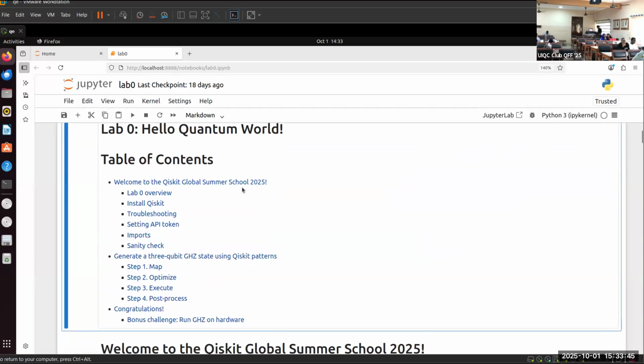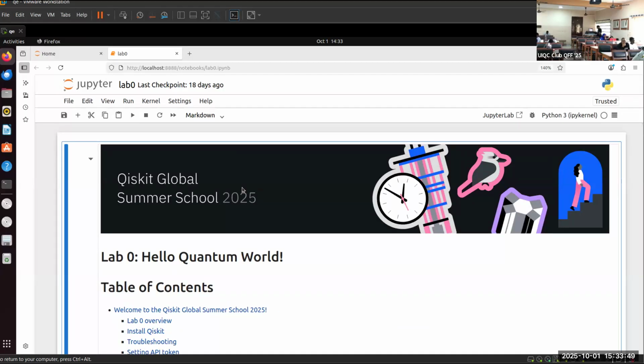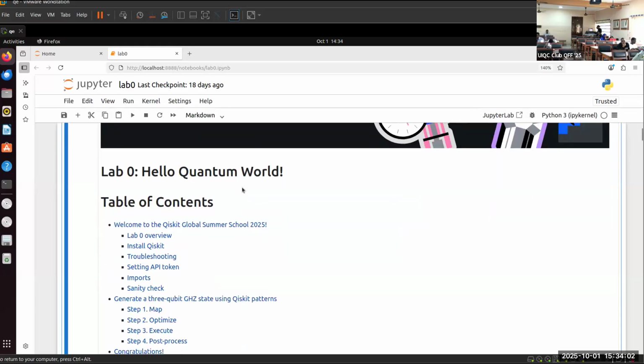Here is the original lab that IBM gave this year during the Qiskit Global Summer School. There are 4 labs, and they increase in difficulty. Lab 0 is the simplest one, and it's very easy.